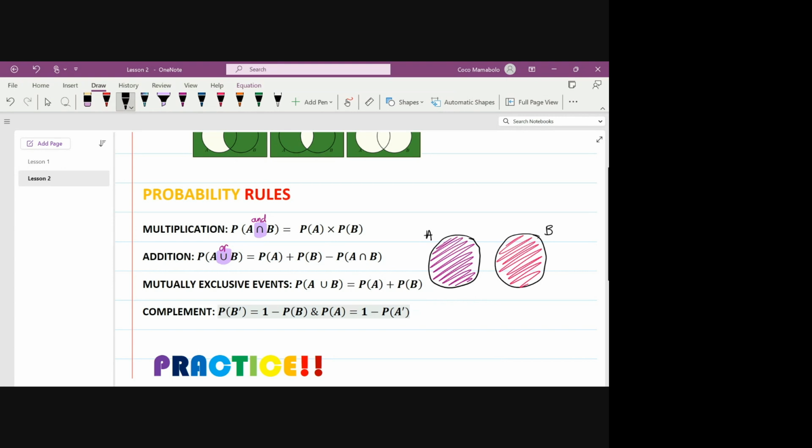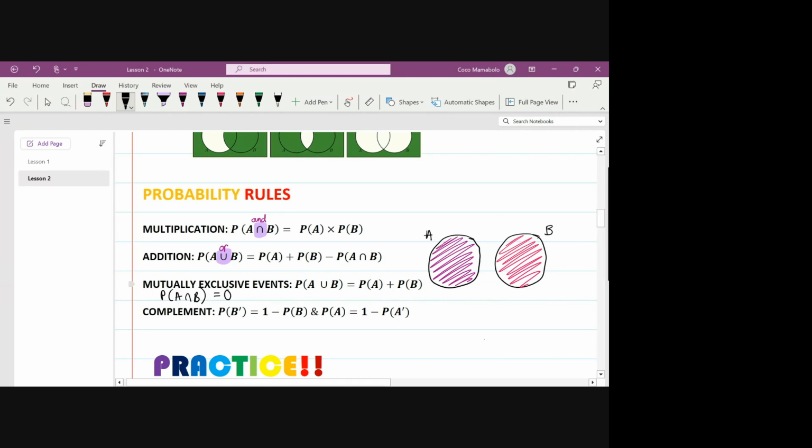So in mutually exclusive events, who can tell me what does that mean about the probability of A intersection B in a mutually exclusive event? What should the answer for the probability of A and B be? Absolutely, Abu, spot on. The answer should be 0. A and B should equal 0.